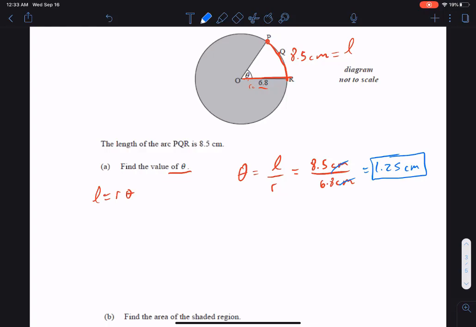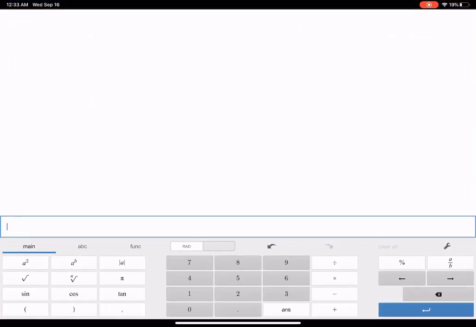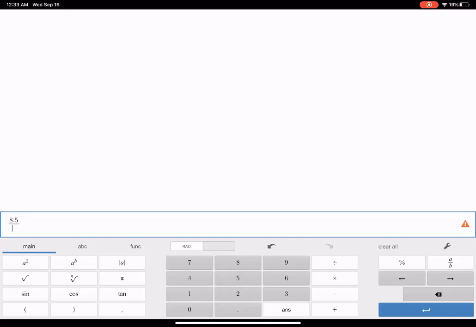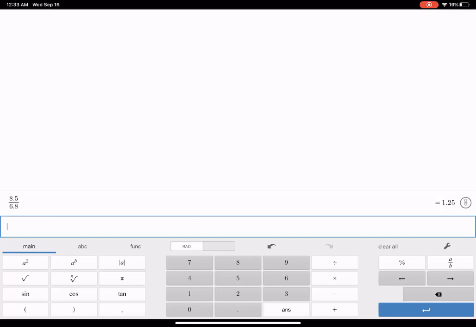It's very easy, and I'll illustrate that in the calculator here. This is going to be 8.5 divided by 6.8, and that is 1.25, as you see. Okay, there you go.